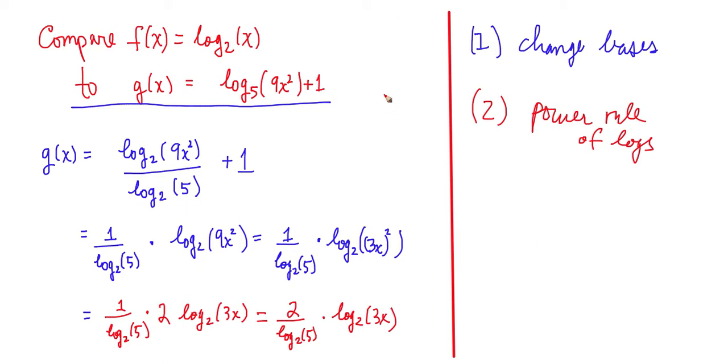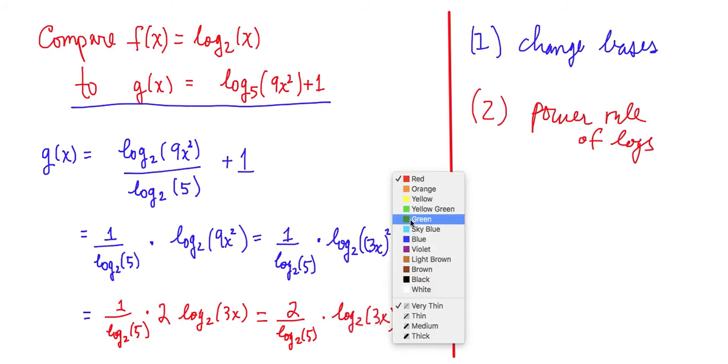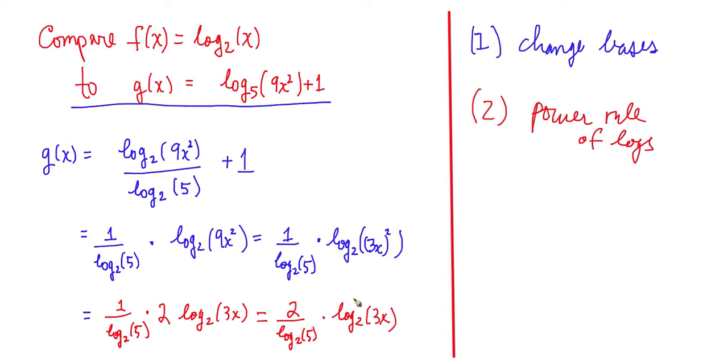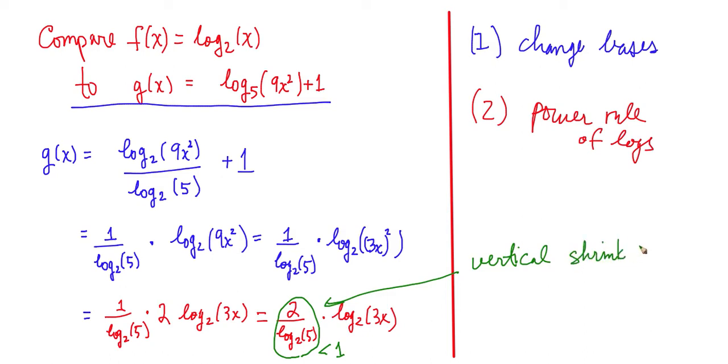And at this point, it is actually enough for me to be able to answer the question, going from the original f of x to g of x. We've rewritten this enough so that we can actually answer the question in terms of transformations. So let's see. The log base 2 of 5 is a number that is a little bit larger than 2, because log base 2 of 4 is 2. So I have 2 over a number bigger than 2. So this part right here is less than 1. So that means this must be a vertical shrink. In order to go from f to g, I have to perform a vertical shrink by a factor of 2 over log base 2 of 5.